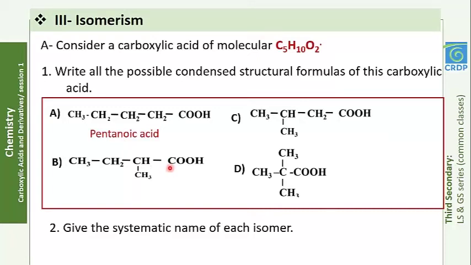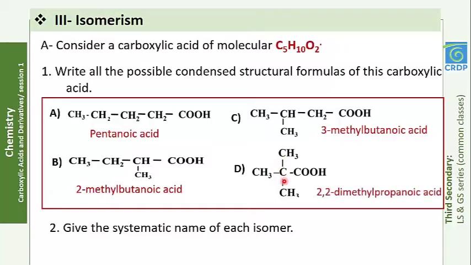We start from here: 1, 2, 3, and 4. 2-methyl butanoic acid. 4 carbon atoms, so butanoic acid. Here, 1, 2, 3: 3-methyl butanoic acid. And here we have on carbon number 2, 2 methyl groups, so 2,2-dimethyl propanoic acid.